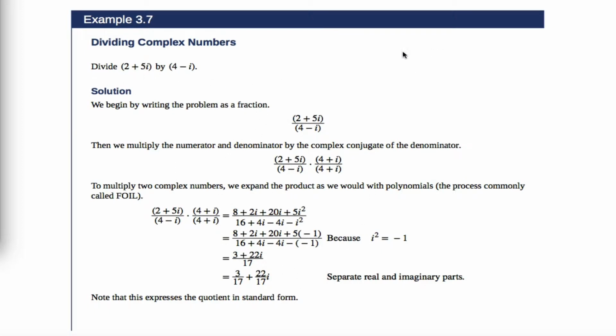Divide these two numbers. To divide complex numbers, what I like to do is write this first as a fraction. Right? Divide this by this. Well, that means this right here. But writing it in fraction notation allows you to do some stuff.